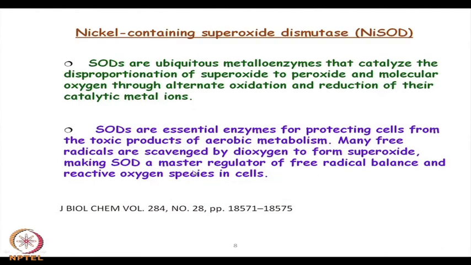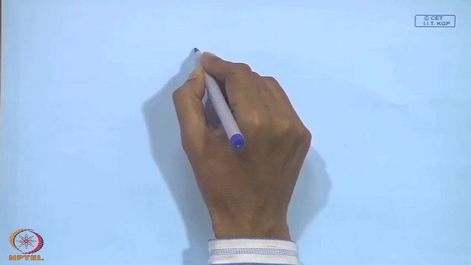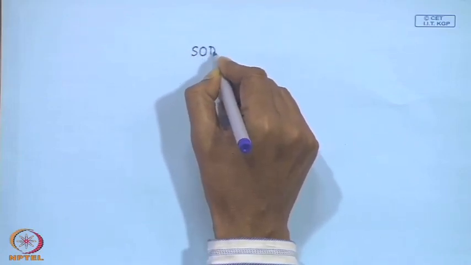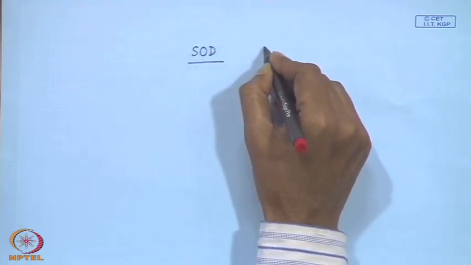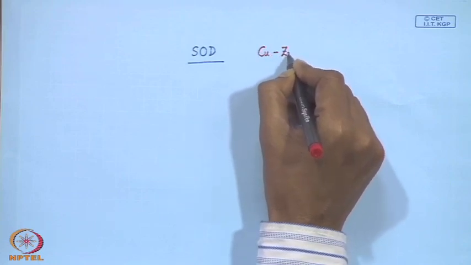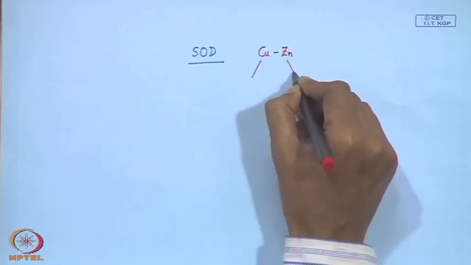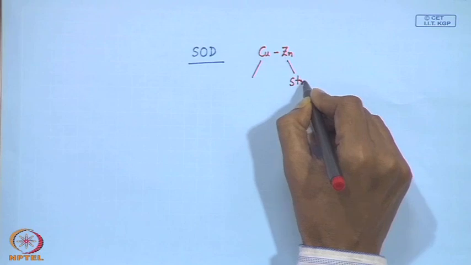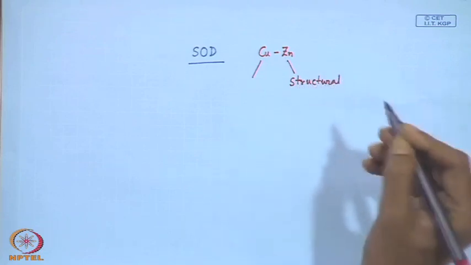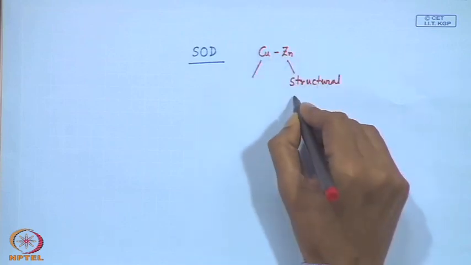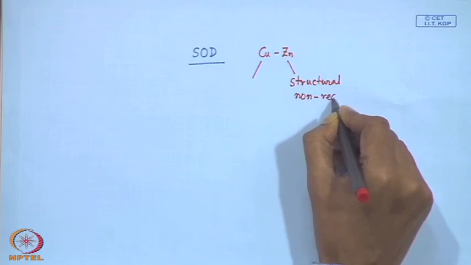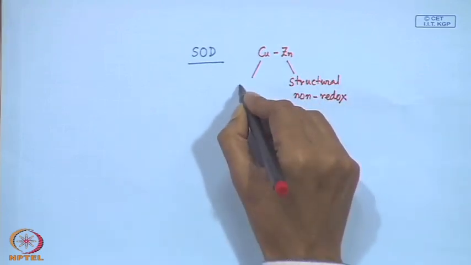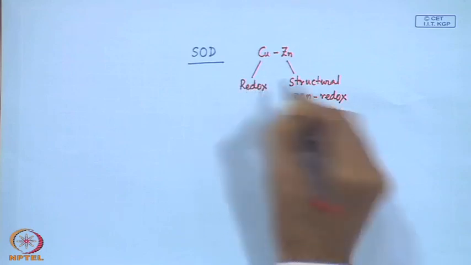So, next we will go for the last species, which we will finish today, your superoxide dismutase, what we have seen earlier, the simplest example we know. But you should not know only the simplest example, which was based on copper and zinc, the copper zinc superoxide dismutase, where one particular part, the zinc part, was the structural part. It is giving you a definite structure for the copper environment, and it is also a non-redox part, and copper is our redox part.